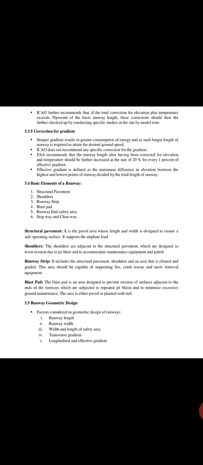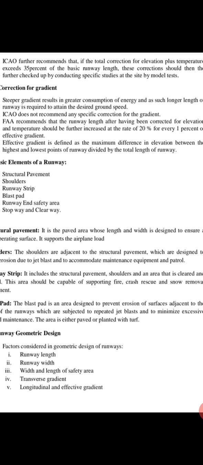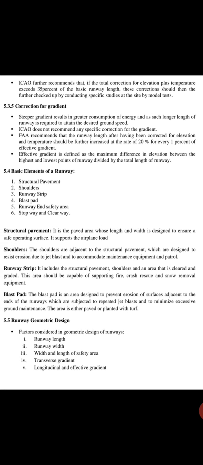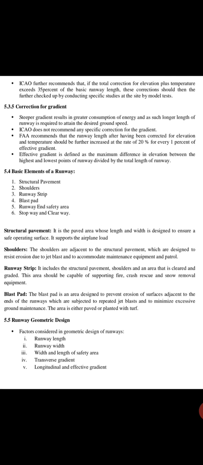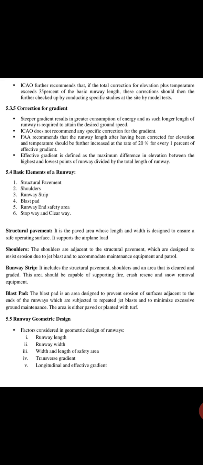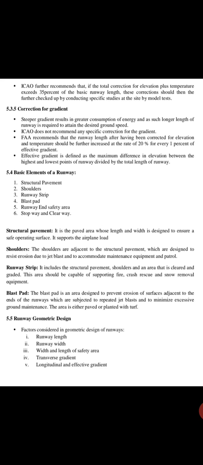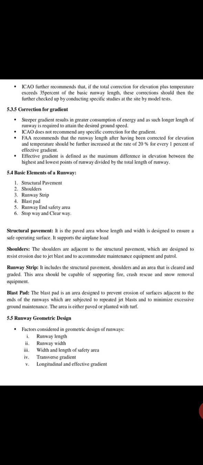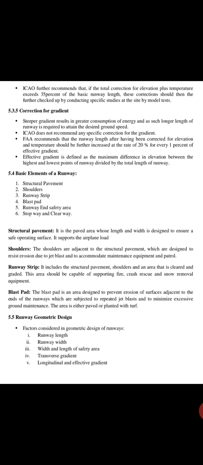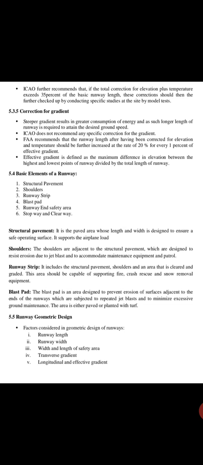Corrections for gradient. Steeper gradient results in greater consumption of energy, and so a longer length of runway is required to attain the desired ground speed. ICAO does not recommend specific corrections for the gradient. FAA recommends that the runway length after having been corrected for elevation and temperature should be further increased at the rate of 20% for every 1% of effective gradient.